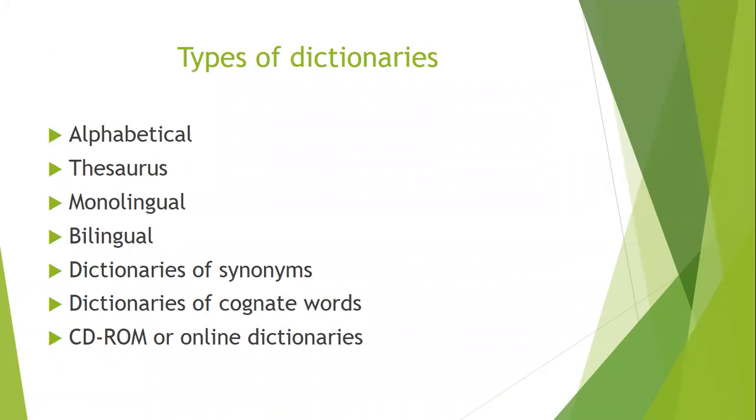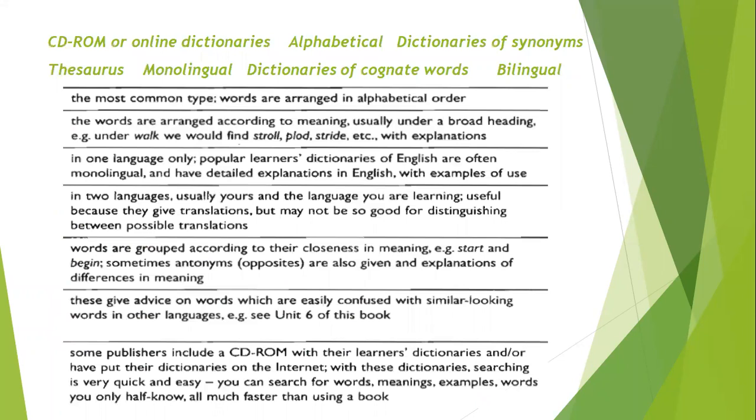So, there are types of dictionaries which are more common. The first one is alphabetical, thesaurus, monolingual, bilingual, dictionaries of synonyms, dictionaries of cognate words, CD-ROMs, or online dictionaries. There are the definitions for the types of dictionaries. Let's try to match them.